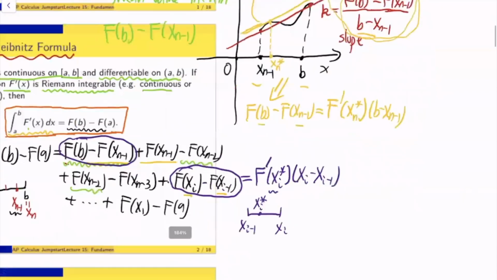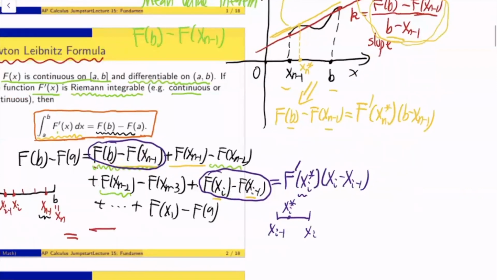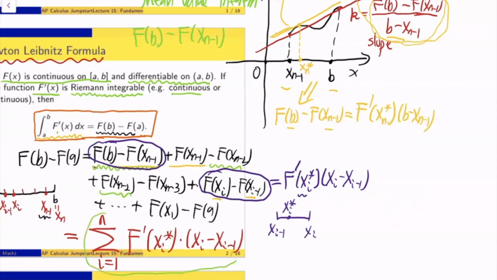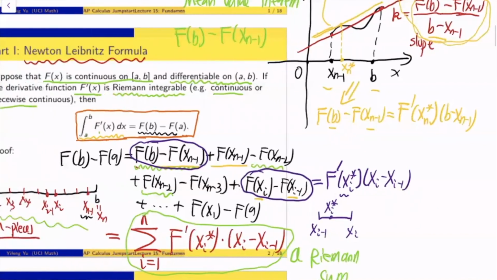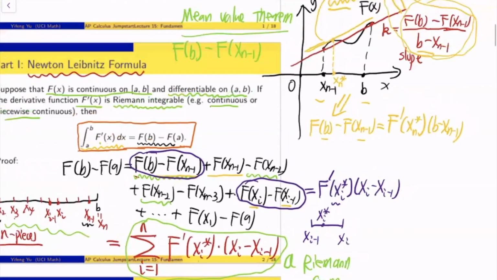Now we can write the whole thing as a summation, i from 1 to n, of f prime evaluated at the intermediate point times the difference x_i minus x_{i-1}. And then you look at this and ask, what is this? You find this is a Riemann sum, corresponding to this particular partition, with the sample points coming from the mean value theorem.